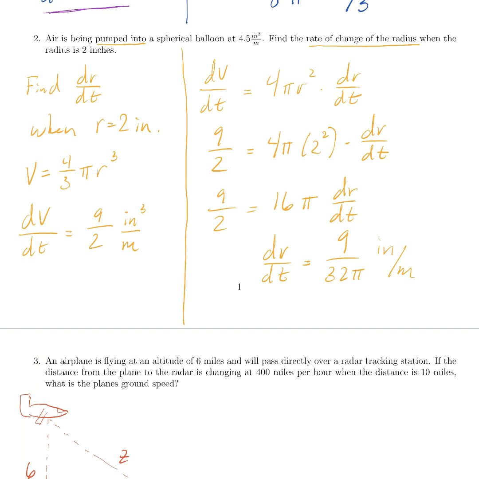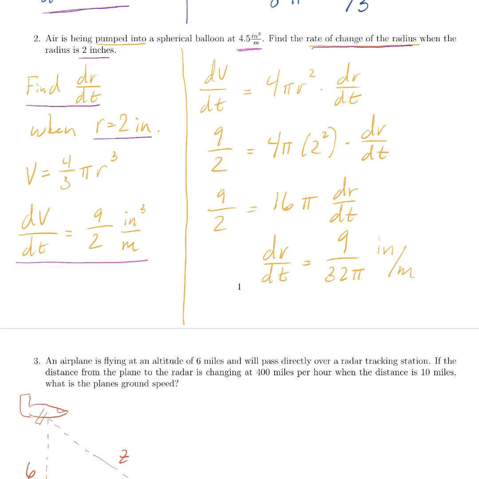Okay, so let's see. We have a few things. The rate of change of the radius, that's the thing we want to find right here. That is dr/dt. We want to find it when it's 2 inches, so that's when r is equal to 2. And air is being pumped into a balloon at 4.5 cubic inches per minute. Well, cubic inches is a measure of volume. So cubic inches per minute is a change in volume with respect to time. And so that is dV/dt.